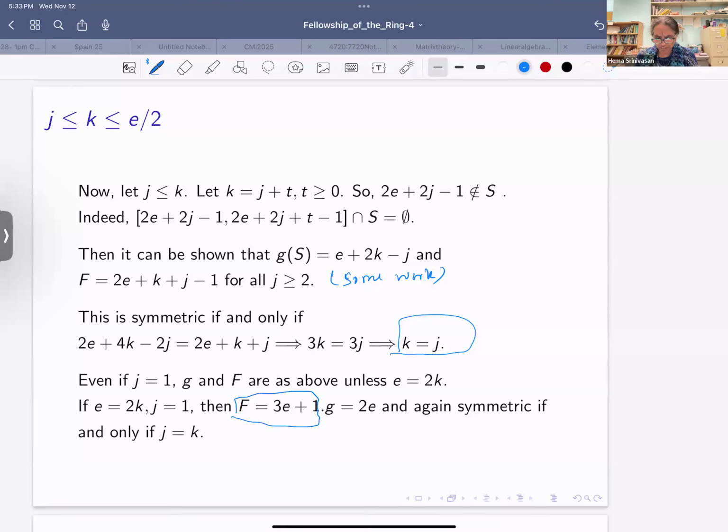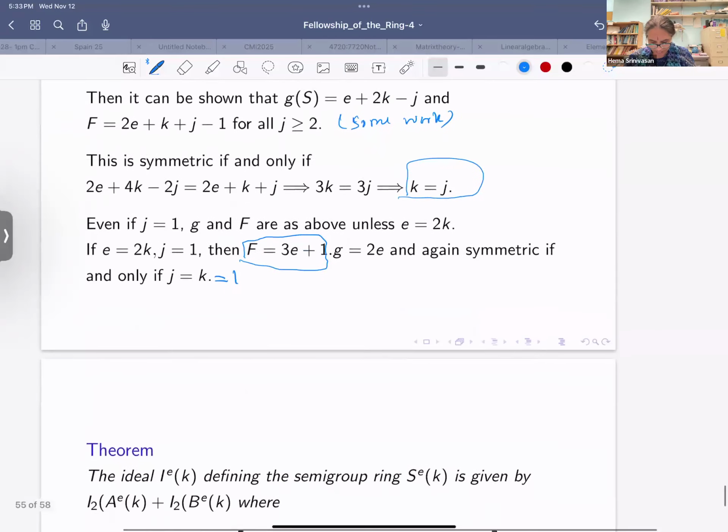3e plus 1 is the Frobenius number, and the gaps are 2 times e. It can only happen when j equals k equals 1. It's very special. Nothing's happening, and e is actually 2. This is really not a case that even exists, because we've already taken e bigger than or equal to 4. So this is the reason the theorem is true for that.